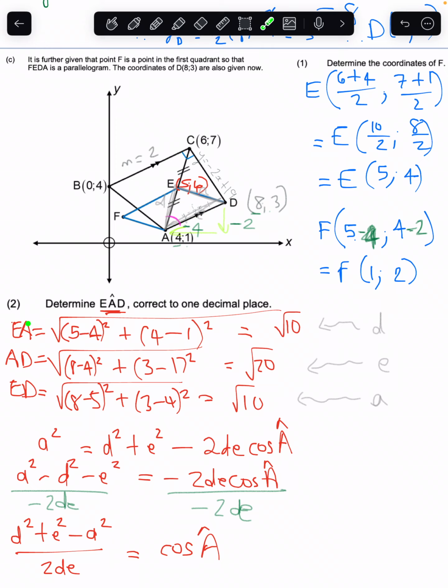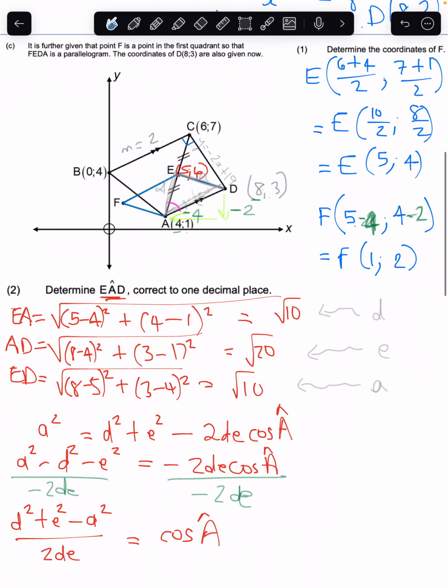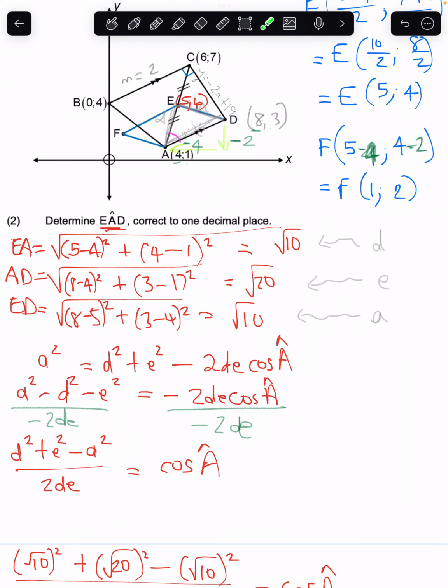Okay, right, EAD. So the cosine formula tells us A squared is equal to D squared plus E squared minus 2DE cos A, which is the angle we want. Then we rearranged, so minus these, and then divided by negative 2DE on both sides. So then we ended up with positive D squared, positive E squared, minus A squared, divided by 2DE. It gives us cos of A.